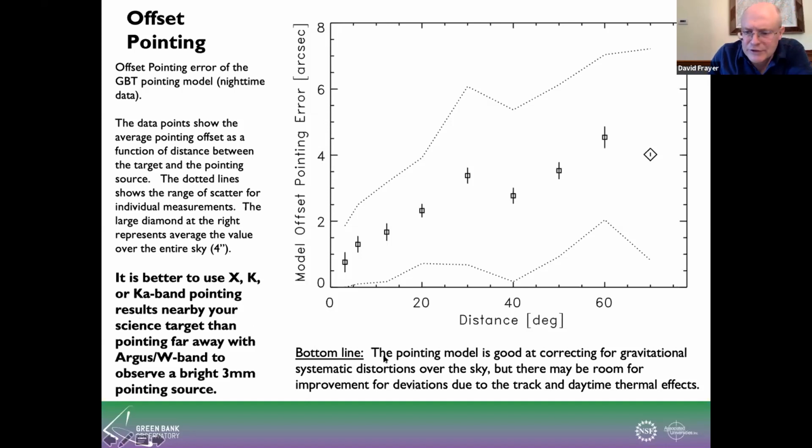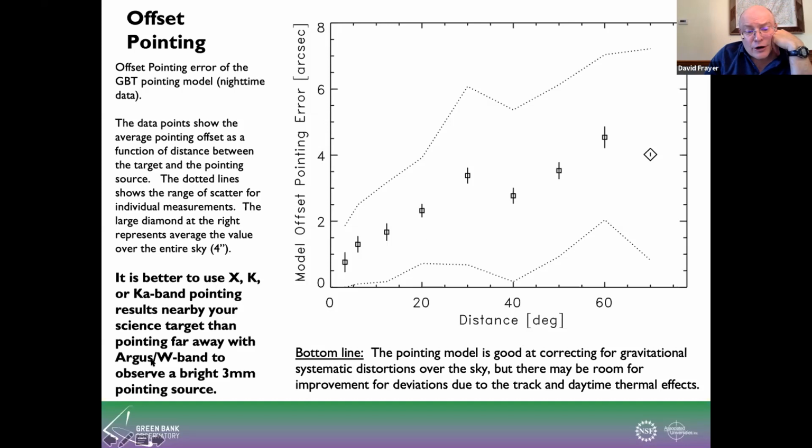And the model works, but we're still working on it. It works really well for gravitational distortions, but I think we can improve our pointing results if we do a little more work on studying our track as well as the daytime thermals. We're not doing a very good job during the day right now.